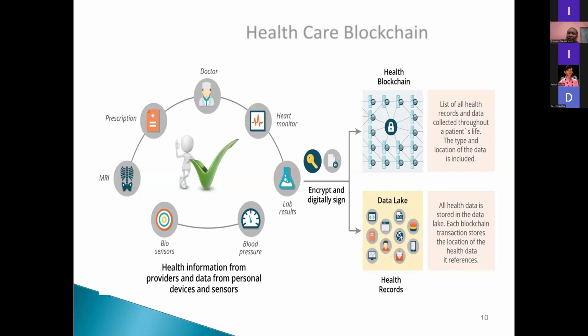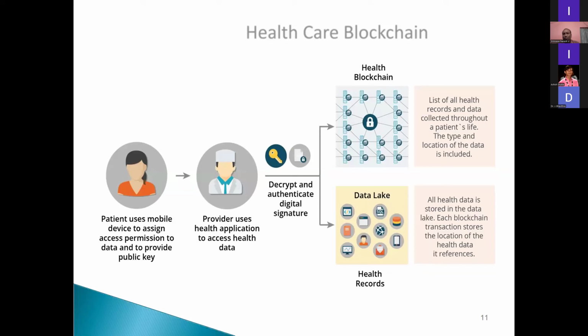Actually, the medical records will be stored in a data lake or cloud, and only the corresponding addresses are stored on the blockchain, so that we get the data from the data lake by fetching the addresses. See, here also you can see the same structure. So we can collect the data, and in encrypted form, we'll put the data and addresses on the corresponding blockchain.